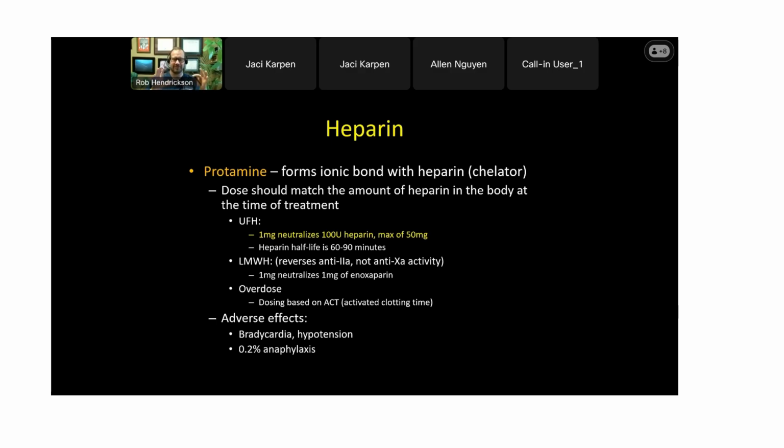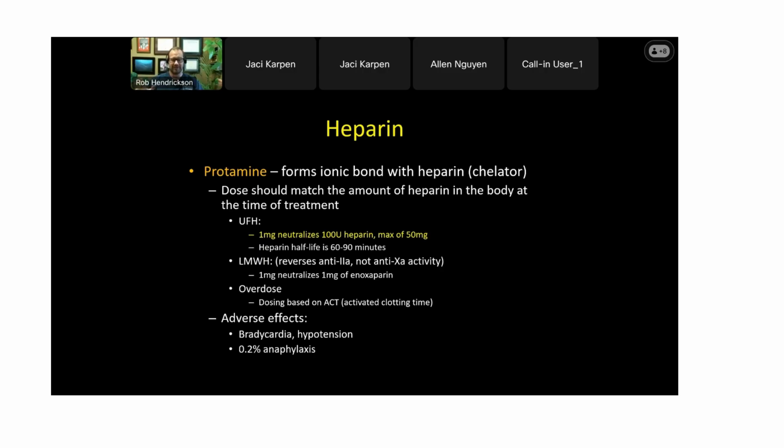But this involves a pharmacist, please, and someone at the bedside doing this who knows exactly when it was given and exactly how much. For low molecular weight heparin, it's more straightforward. 1 milligram neutralizes 1 milligram of enoxaparin. And as I mentioned, you do have to do this based on the timing of the heparin infusion, or the time that the heparin was given. It's a fairly complex process.